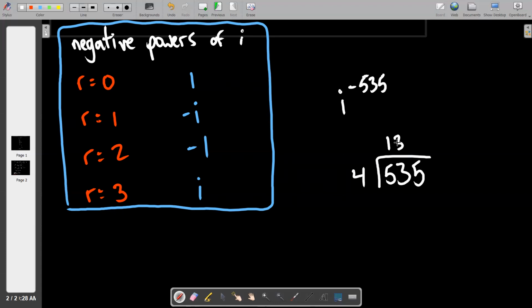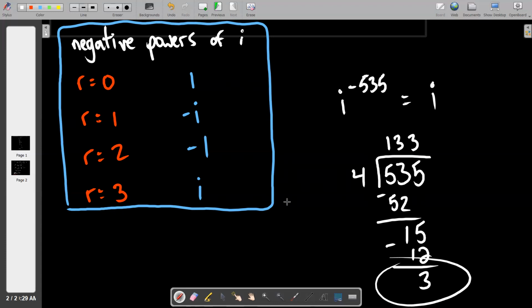What's 4 times 13? 52. So I'm going to put 52 here. 53 minus 52 is 1, then I'm going to drop the 5. How many times does 4 go into 15? And what's 3 times 4? And what's the remainder? So what's the answer? Done. The answer is I. Because if the remainder is 3, then I know I'm looking at that part of the table right there.